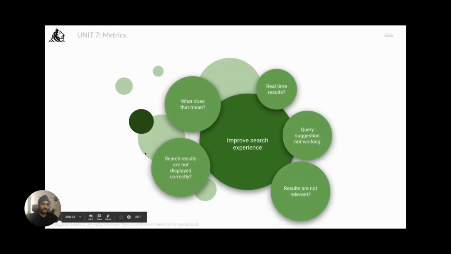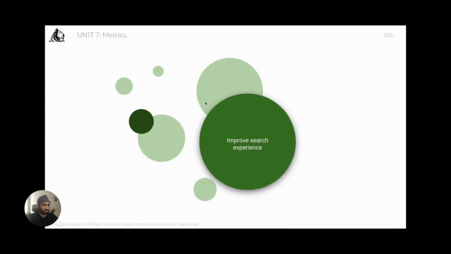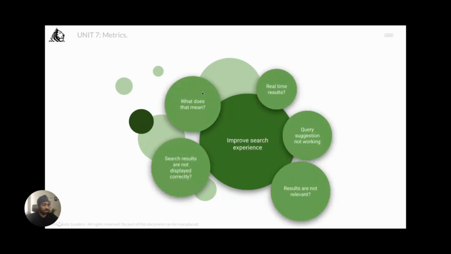So, for example, you have been tasked to improve search experience on the app. There are many things to look at, right? So we want to improve search experience. So what does that mean, right? Search results are not displayed correctly. Results are not relevant. Query suggestion is not working. Real-time results is expected, right? So when you say improve search experience, what exactly are you trying to say? What is the problem here?